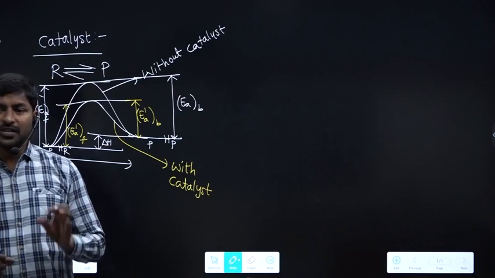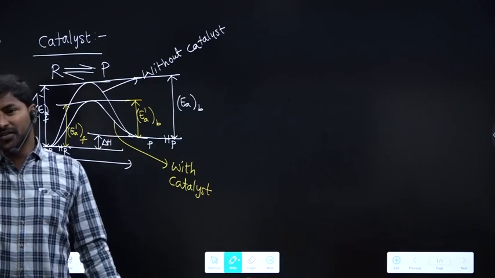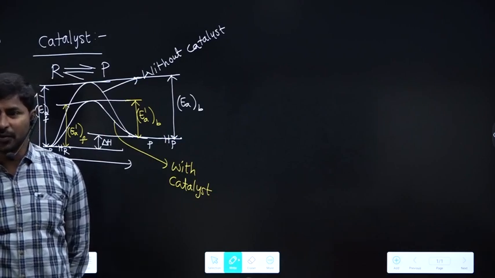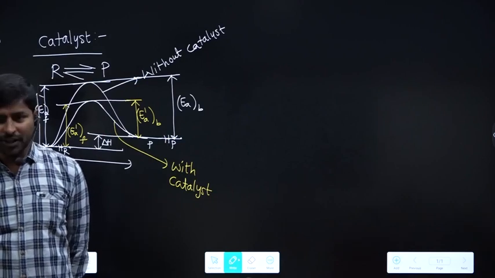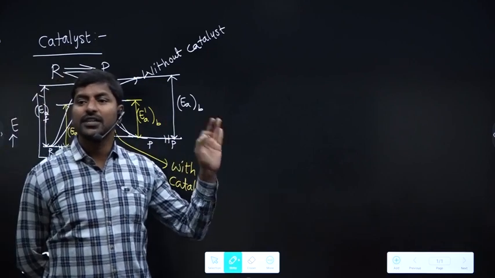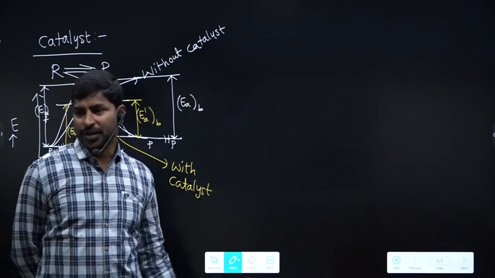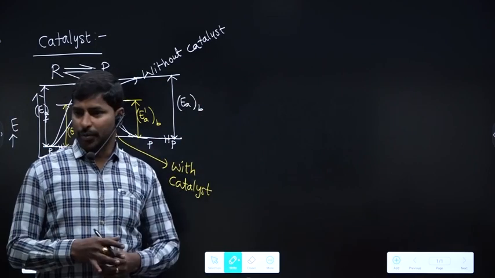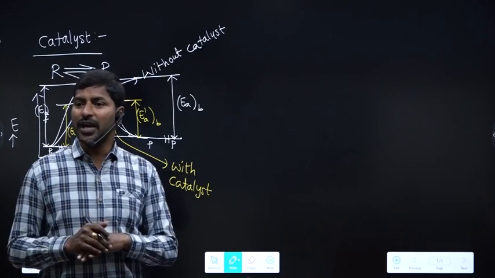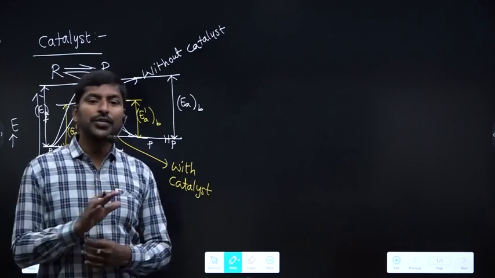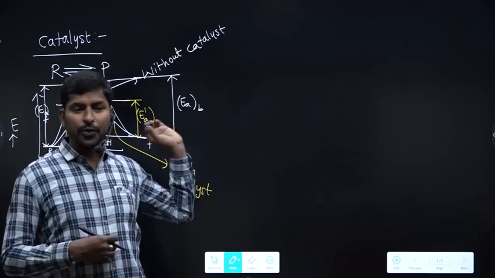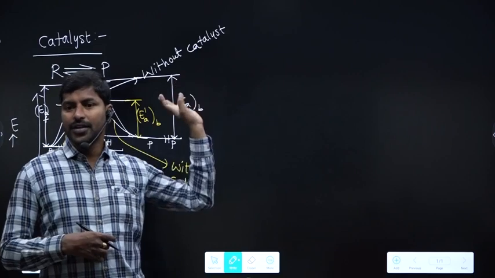Now tell me, is there any change in the equilibrium concentrations of reactants and products, or no change? No change in the equilibrium concentrations of reactants and products. Only the time required to reach equilibrium decreases. That means, is there any change in the K value? No change in the K value. K changes only with temperature. So by using a catalyst also, K doesn't change.